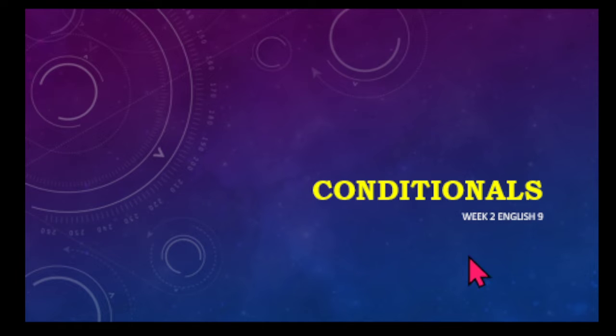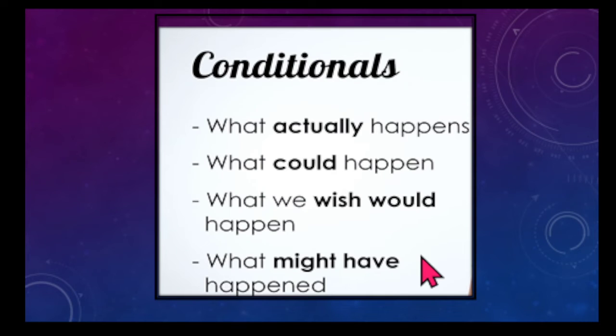So, what are conditionals? Conditionals are types of sentences that tell us what actually happens, what could possibly happen, what we wish would happen, and what might have happened. Later on, I will teach you each of these types of conditionals, so that you will be able to understand each one.